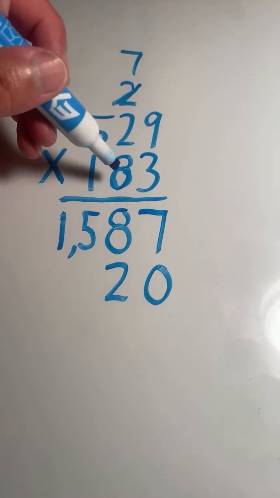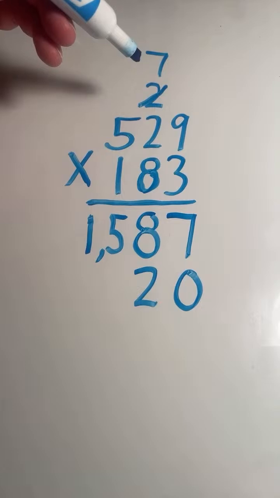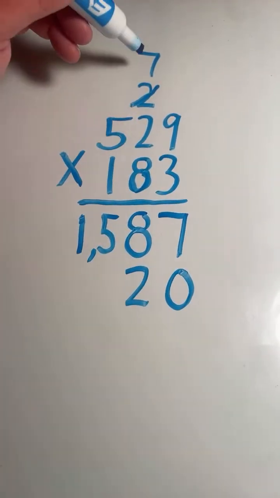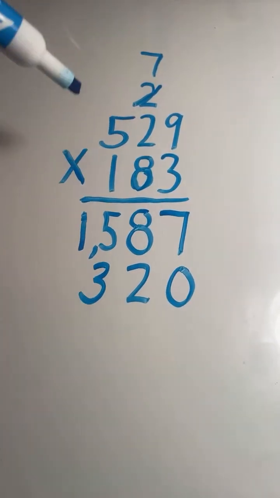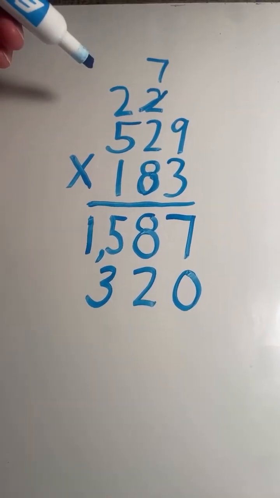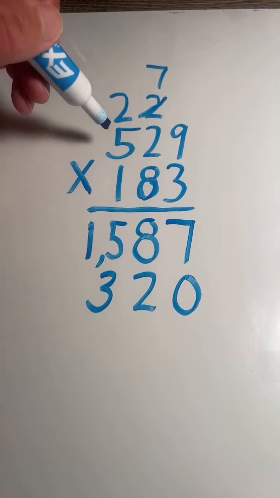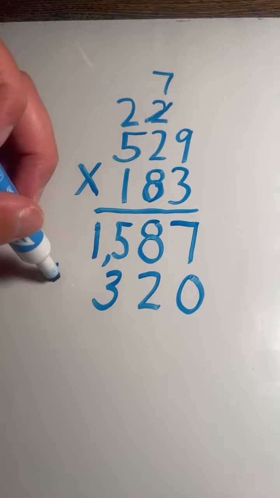Now 2 times 8, we multiply 2 times 8, then we have to add the 7 that we carried over. 2 times 8 equals 16, plus 7 is 23. Again, we regroup. The 3 in 23 goes in the hundreds place. The 2 in 23 gets carried over to the thousands place. Next, we multiply 5 times 8. 5 times 8 equals 40, plus 2 equals 42.